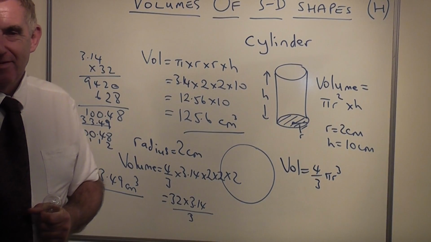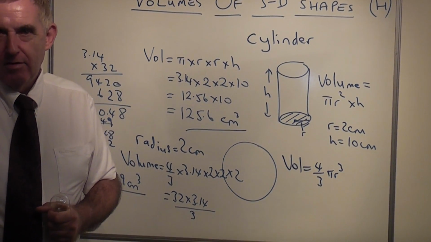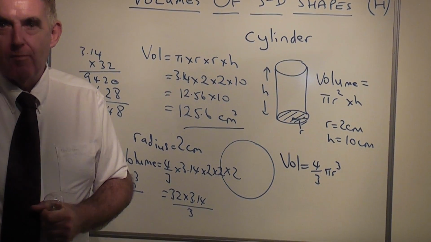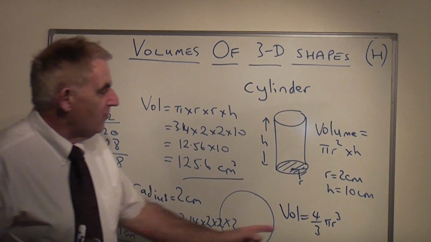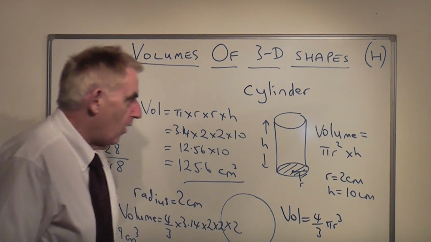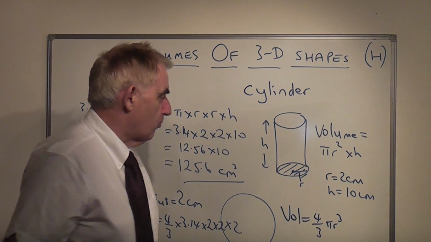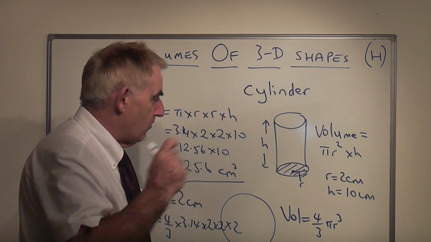I don't understand why it should be pi r to the 3. Why is it not to the square? Okay, you've asked a good question. The answer is because when you try and work it out, that's what it depends on. But that's not a very good answer.